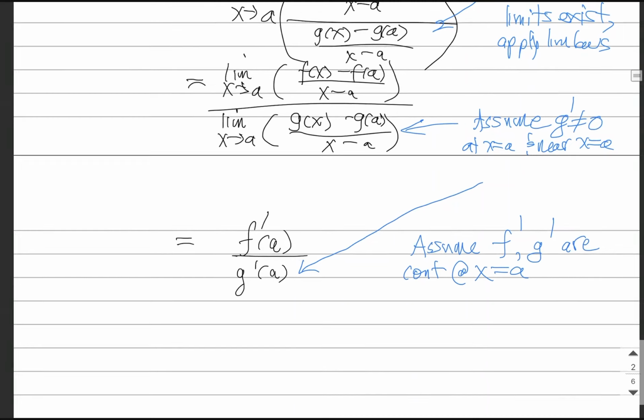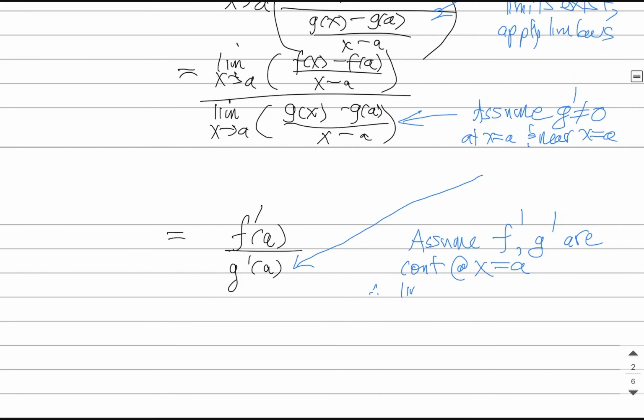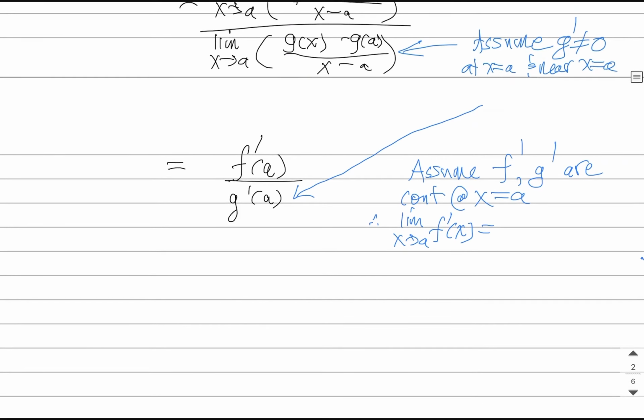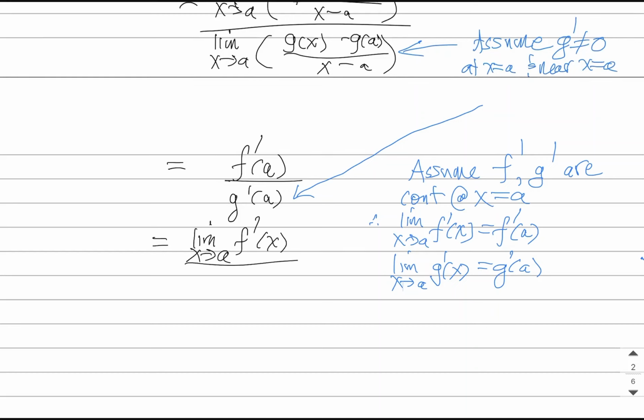And if those functions are continuous at x equals a, by definition, if a function is continuous at a point, that means the value of its limit is the same as the value of the function itself. And so what I get to is that every time I see an f prime of a, I could replace it with a limit. And every time I see a g prime of a, I could replace it with this limit. So at the end of the day, I can replace the numerator with the limit of the function f prime of x, and I can replace the denominator with the limit of the function g prime of x.